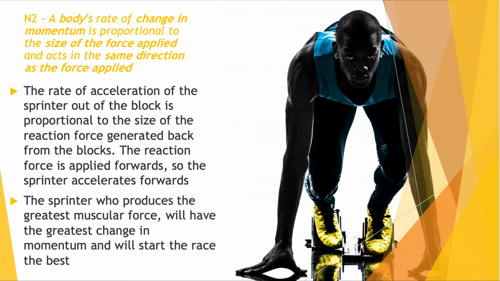The sprinter who produces the greatest muscular force will have the greatest change in momentum, the greatest acceleration, and will start the race the best. So two sprinters with exactly the same inertia, with the same mass, same weight, if one produces a bigger force than the other, then that person producing the biggest force will accelerate at the greatest rate. The impact on their races, they get a really good start. Okay, they start quickly, they accelerate from the blocks the fastest.